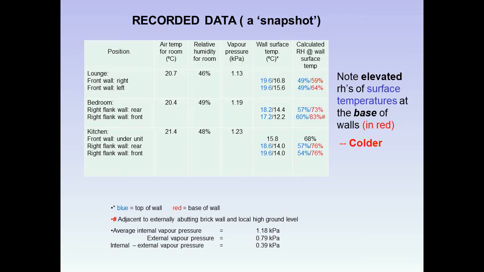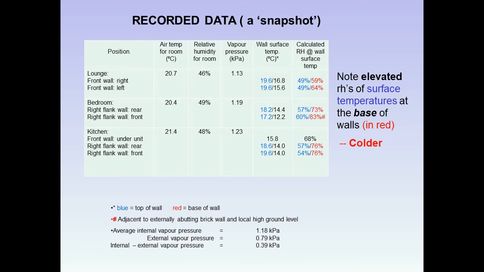We've got this data. We've measured the air temperature, relative humidity and vapour pressures, and we have the wall surface temperatures and the calculated relative humidity at the surface temperature. Notice at the base of the walls it's getting over 70. In one case, in the bedroom, it was over 80. Why? The base of the walls are colder. We can see that from the wall surface temperatures.